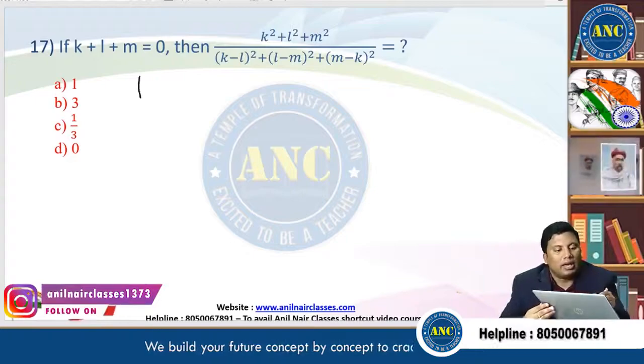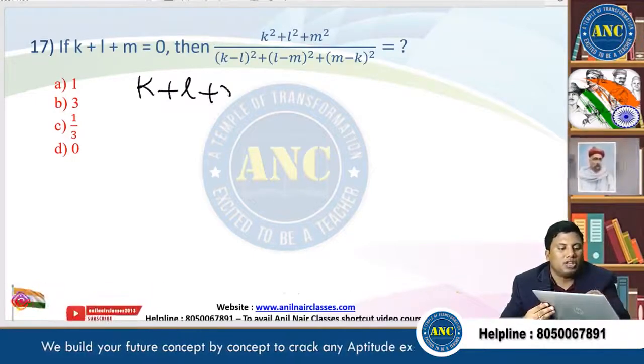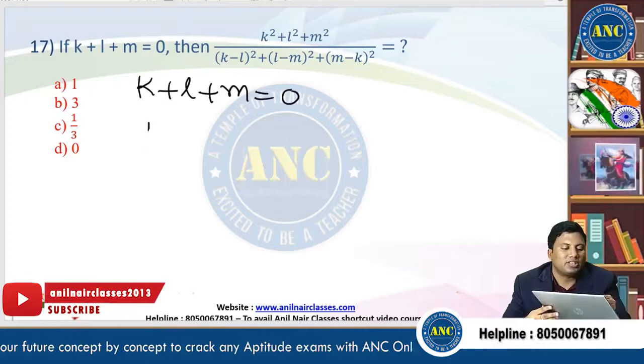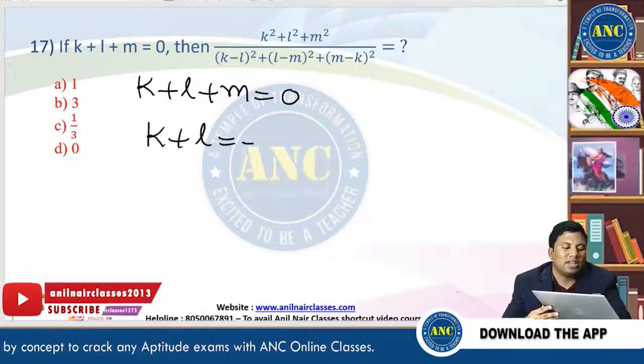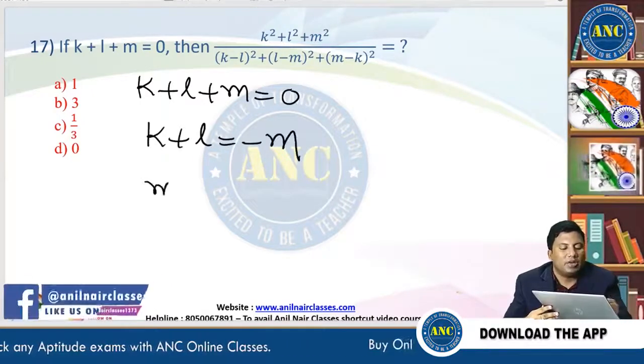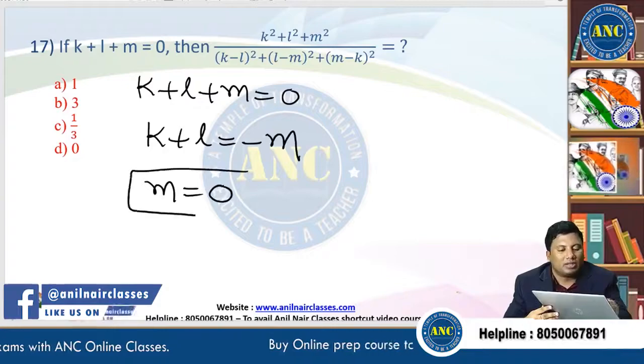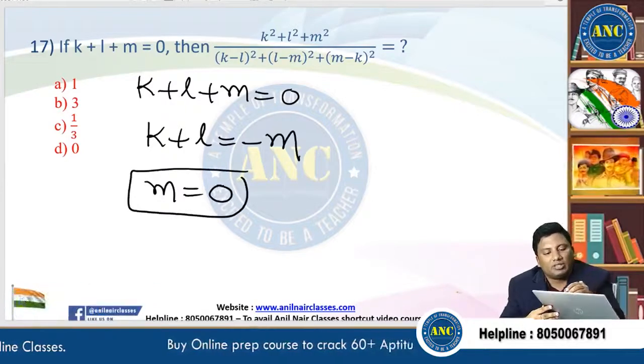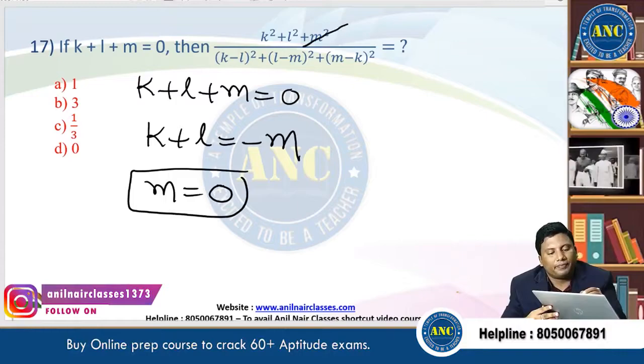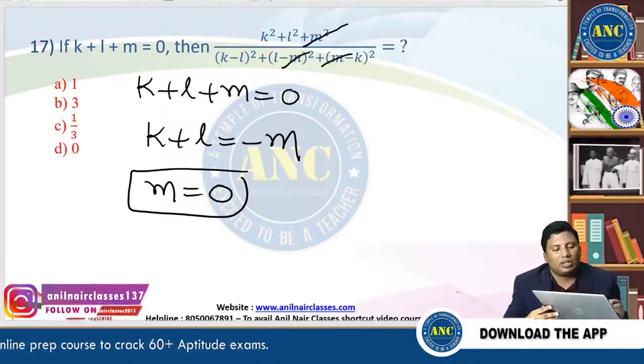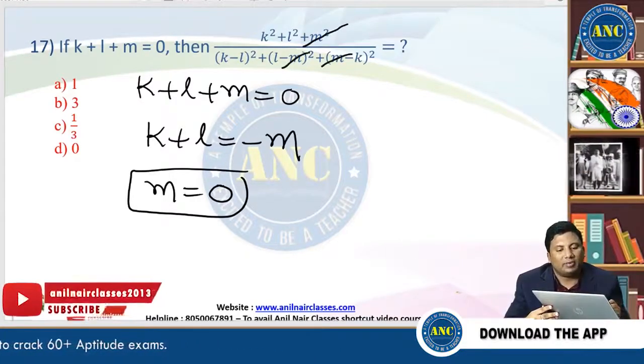Another question. K plus L plus M is 0. If K plus L plus M is 0, K plus L is equivalent to minus M. M value is nothing but 0. If M value is 0, this is out and this is out. So what is finally remaining?